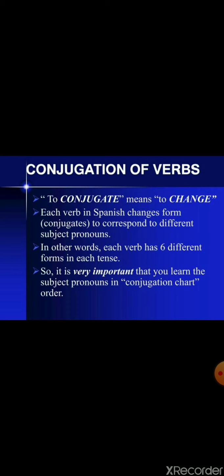Okay, English-based form. In other words, each verb has 6 different forms in each tense. So it is very important that you learn the subject pronouns in conjugation chart order. Base form: first, second, third person, singular case; first, second, third person, plural case. So all 6 different forms. Got it? Let's move ahead.